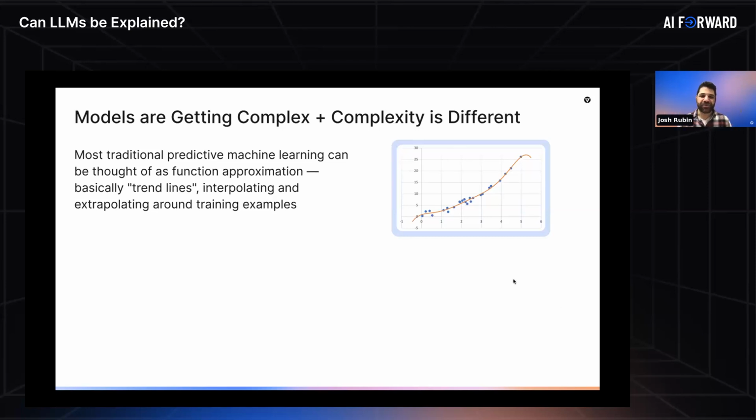Great. Okay, so here's this slide. Models are getting complex. Understatement of the entire deck, right? We all know this. The point I want to try to make here is that complexity is different. Most traditional predictive machine learning can be thought of as function approximation at some level. Basically, it's like trend lines in Excel, right? Like you're interpolating and extrapolating around training examples, even if it's very multidimensional.